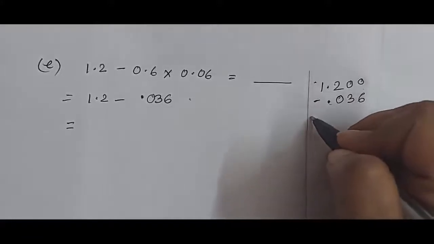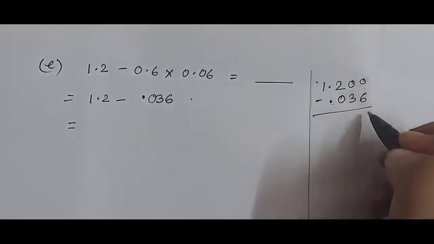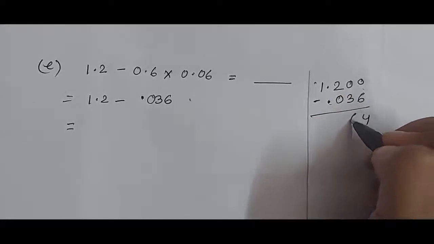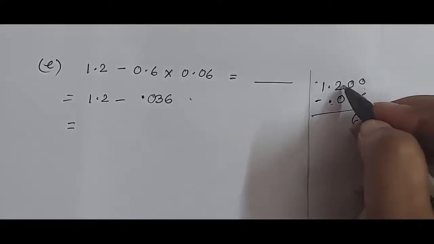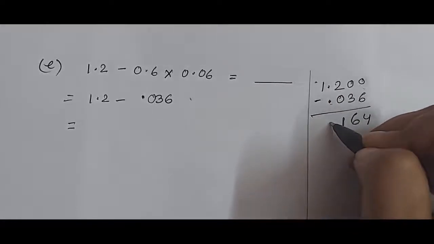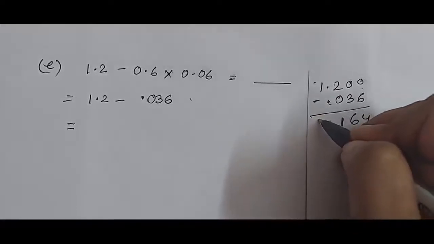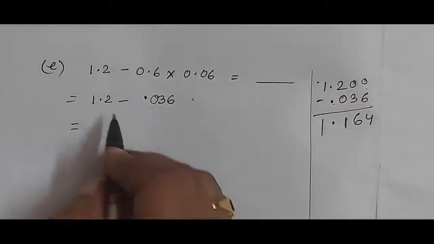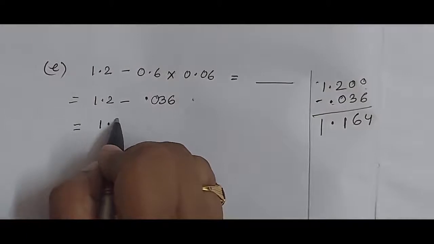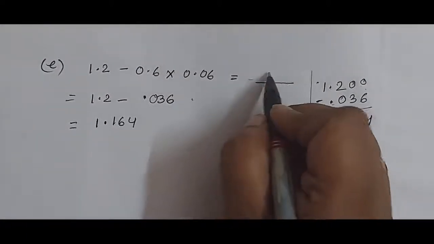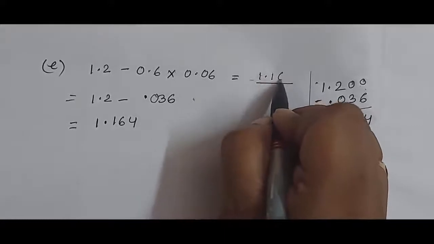Now we can do the subtraction. 10 minus 6, 4, 1 gone. Here remaining is 9, 9 minus 3, 6. 1, already 1 is borrowed from here, so this remains 1, 1 minus 0, 1 point. And this 1 will come down. So what are we going to get? It is 1.164. This is the final answer. In the blank over here also we can write 1.164.